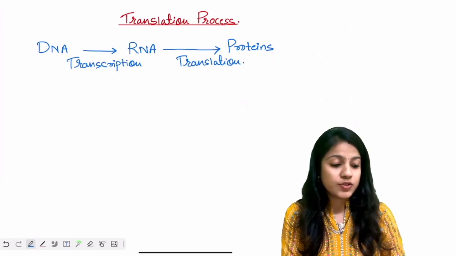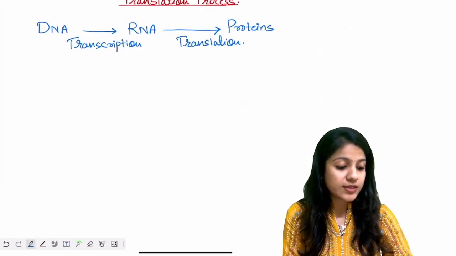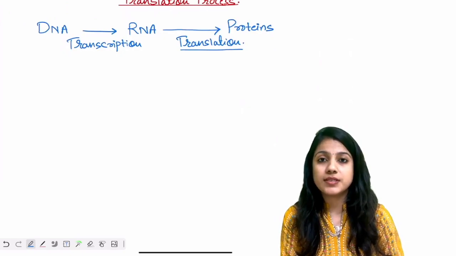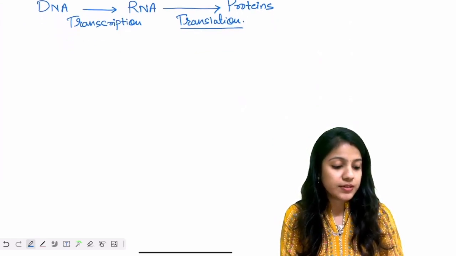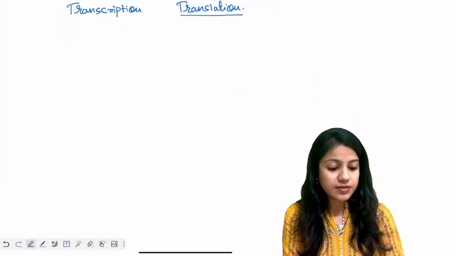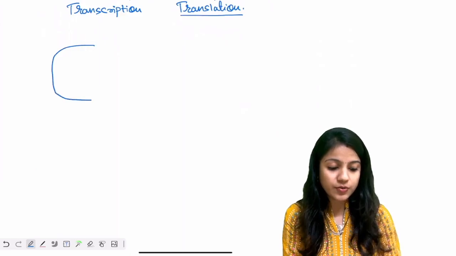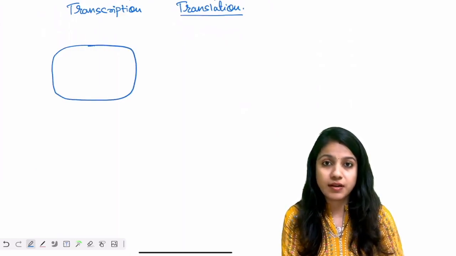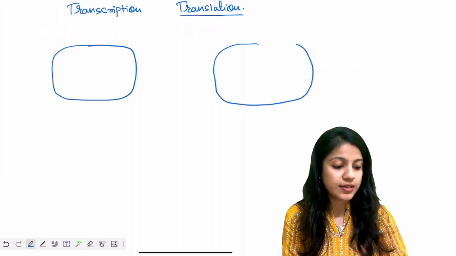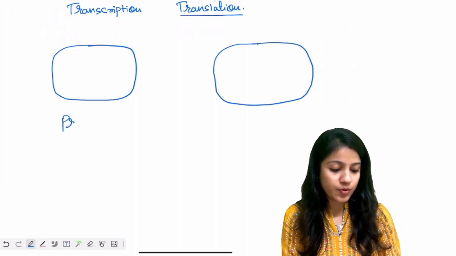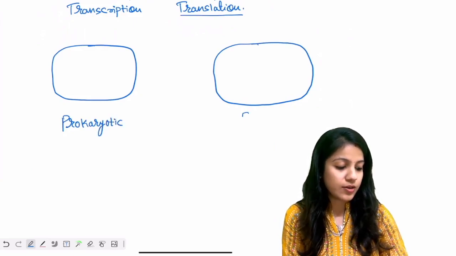Fine. So now how does the translation process proceed, and what is needed for it? That we are going to discuss now. First of all, let's talk about prokaryotic and eukaryotic organisms. Say, for example, you have a prokaryotic cell and this is a eukaryotic cell.